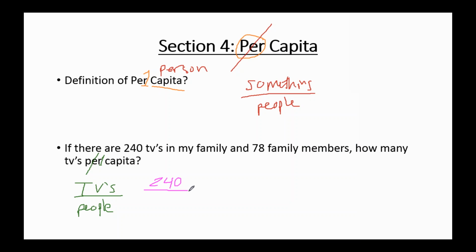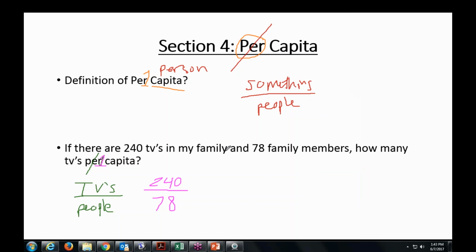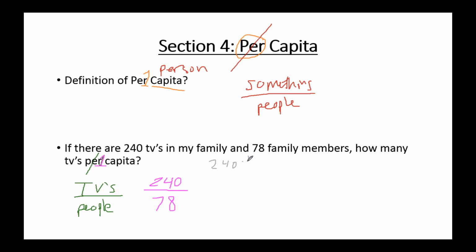How many people are in this family? 78. Great. Does that answer the question of per capita? That was a yes/no question. No. Thank you. So per capita implies per one. This, our pink fraction here, it's a great ratio. It's beautiful. Well, it's not reduced, but whatever. But it's per 78. So I need to change this pink fraction into a per one. So we're going to take our 240 divided by 78 in your calculator.